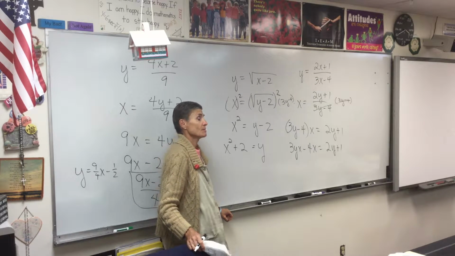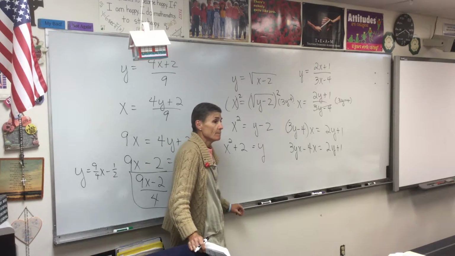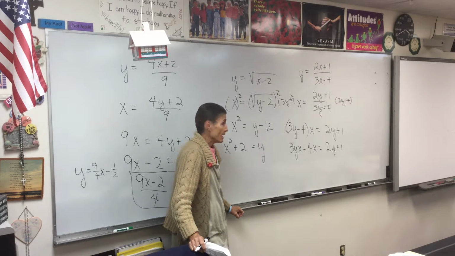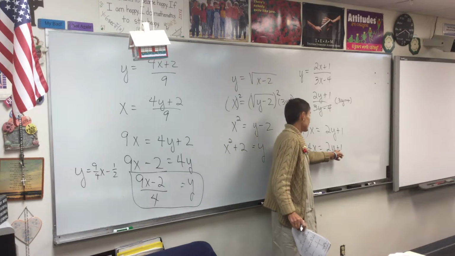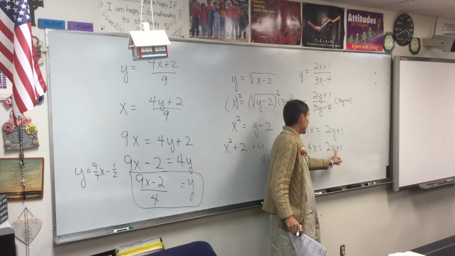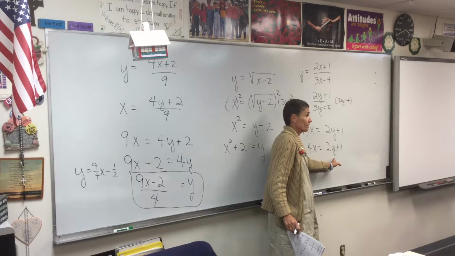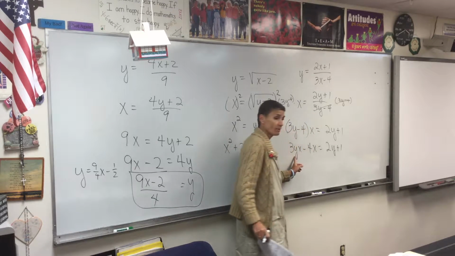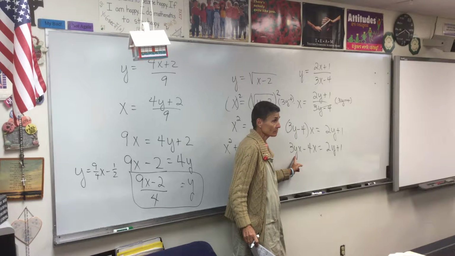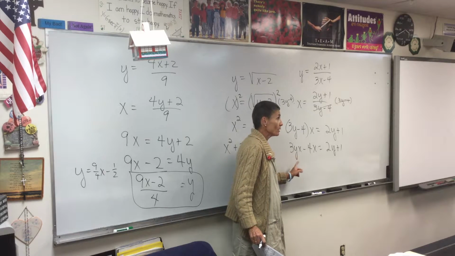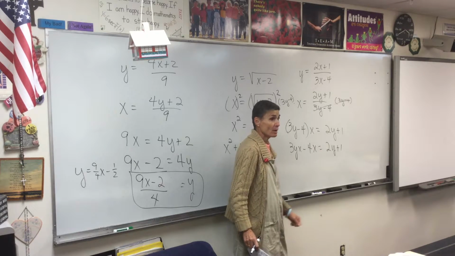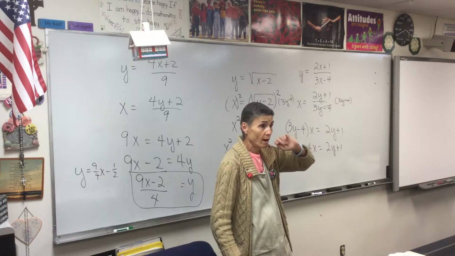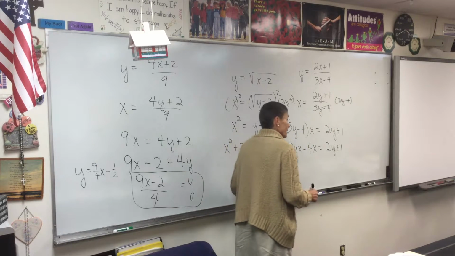Now, here comes the really tricky part. We're supposed to be getting y by itself, right? And some of you might say, okay, I'll just subtract 1 and divide by 2, and then I'll have this y by itself. That can't happen because there's another y over here. When you get y by itself, it means you have to have just y. Can't have y's on both sides, one y. So here is what I need you to do.